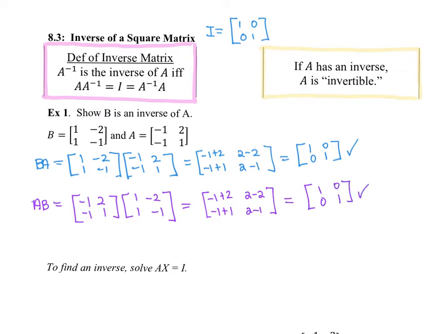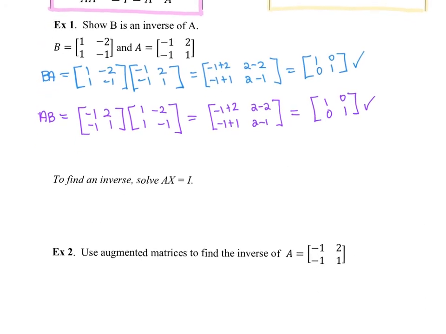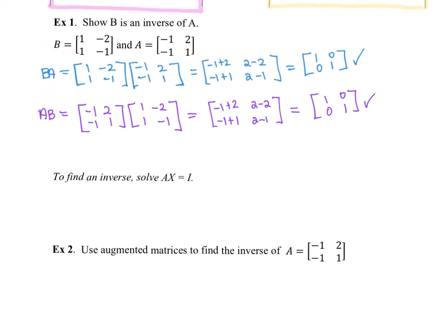So A and B are inverses of each other because BA equals the identity matrix and AB also equals the identity matrix. Okay, we're going to find the inverse matrix because it's sometimes useful. After we find it, we can always use example 1 to prove that we found the right answer.